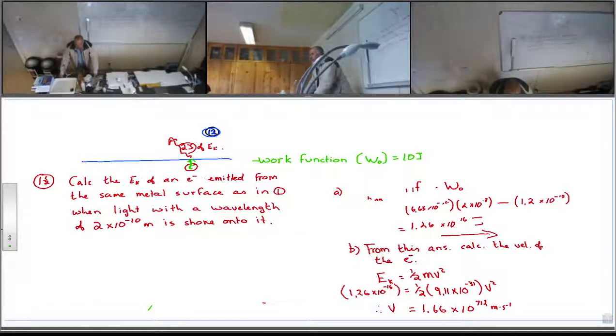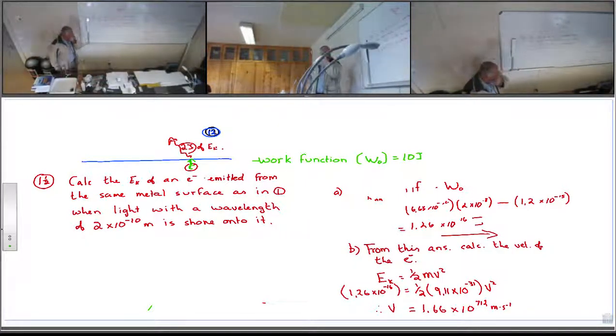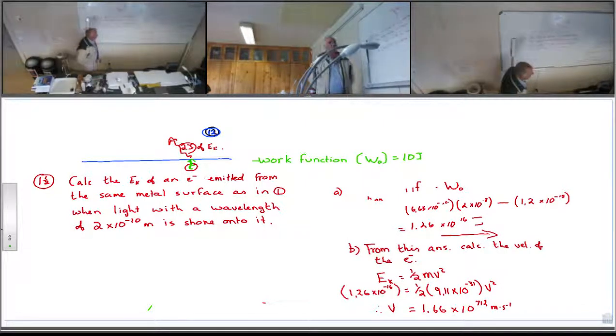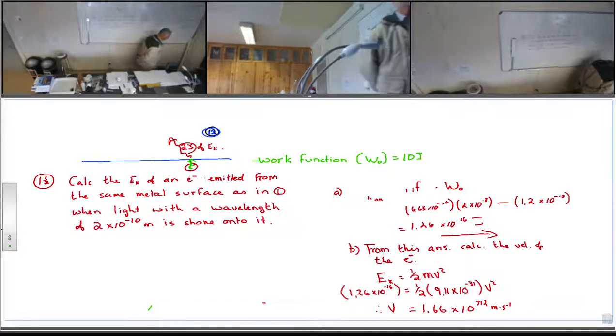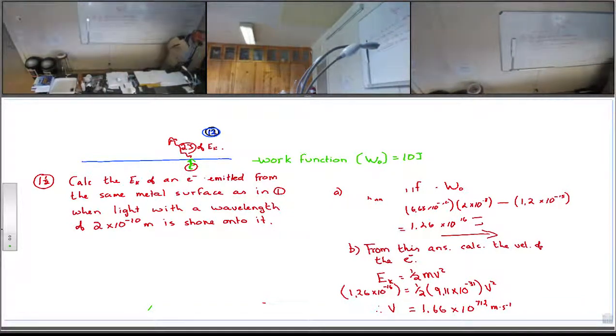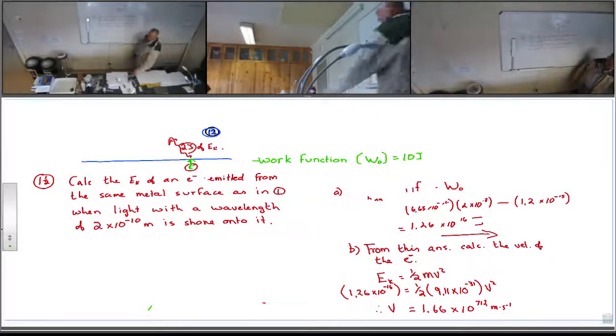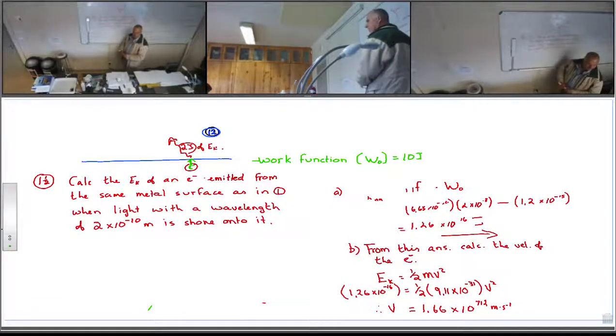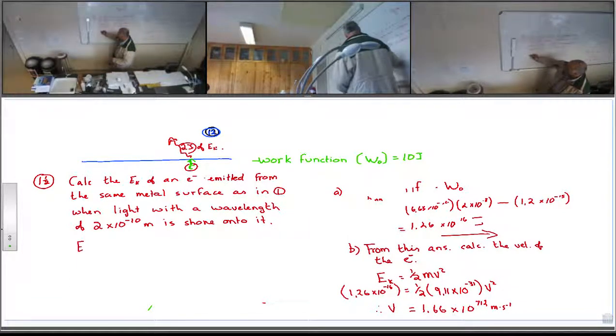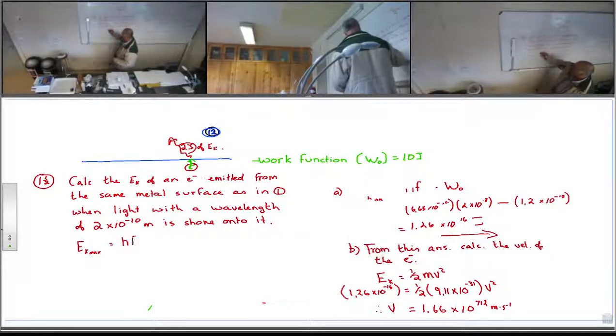So it doesn't have enough energy. Interesting. So you're not going to have enough energy. No, that's true. Okay, that's good. So you can do the calculations. What's your formula? EK max is equal to HF minus W0. You all agree?